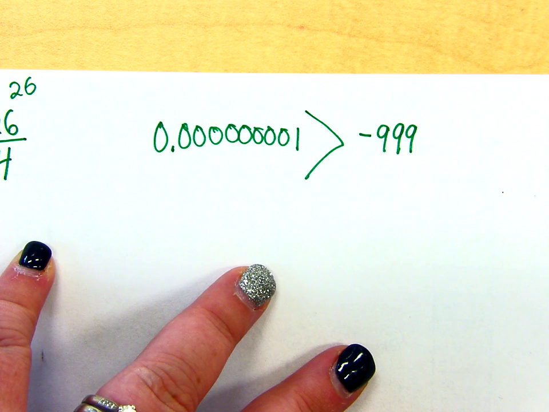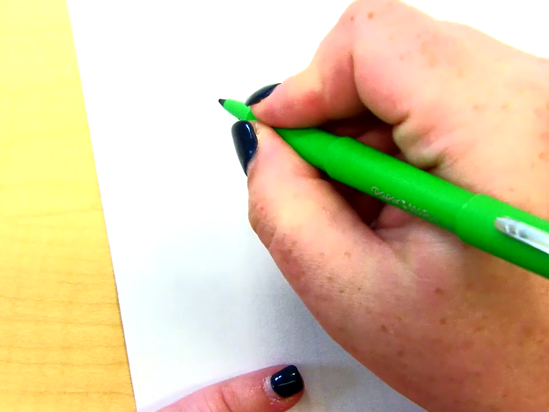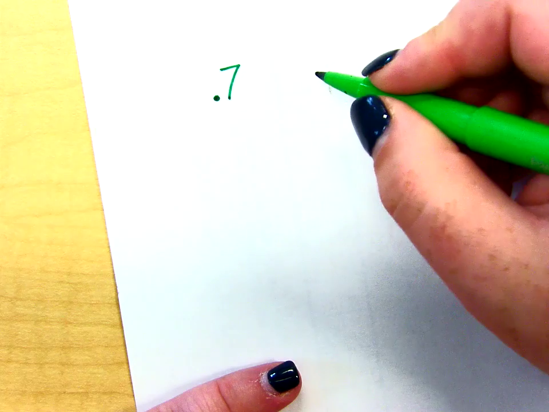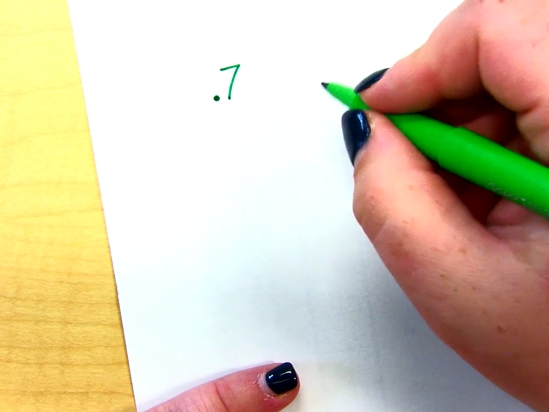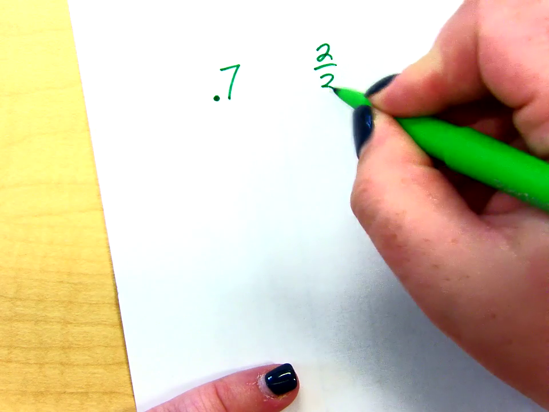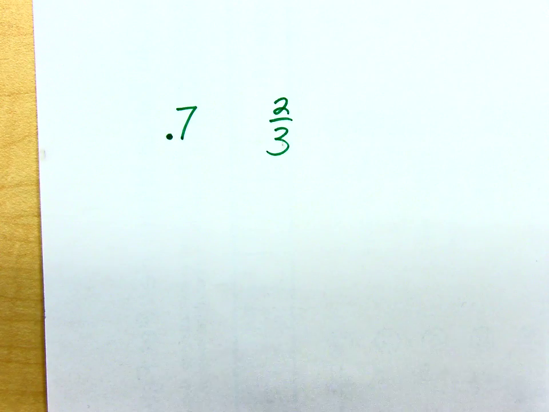Mm-hmm. Let's do one like, what happens if I mix them together and I do a decimal and a fraction? So how would you do something like this? I forget if it's into a fraction or decimal. Let's do those two. 0.7 and 2/3. How's that? Well, I know it's bigger. Which one? Fraction. How?